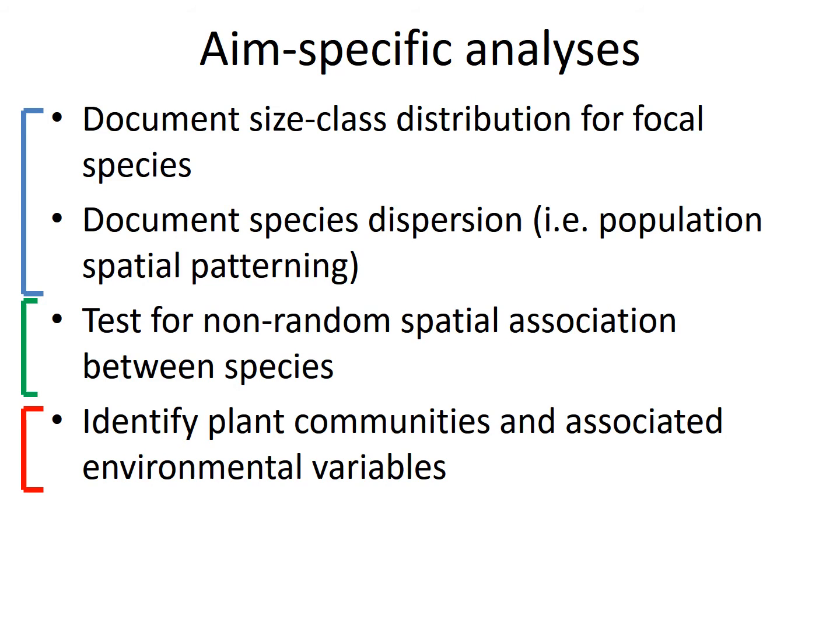Okay, just to bring back the slide where we were talking previously about why we were collecting such a wide range of data, and the reason for that is so that we'd be able to answer a diversity of different questions. And that's just highlighting those questions include understanding size class distribution, documenting species dispersion. Both of those are population characteristics. We could test for spatial association between species, which is looking at interactions just between pairs of species. And then finally we can look at identifying plant communities, which is taking a community approach.